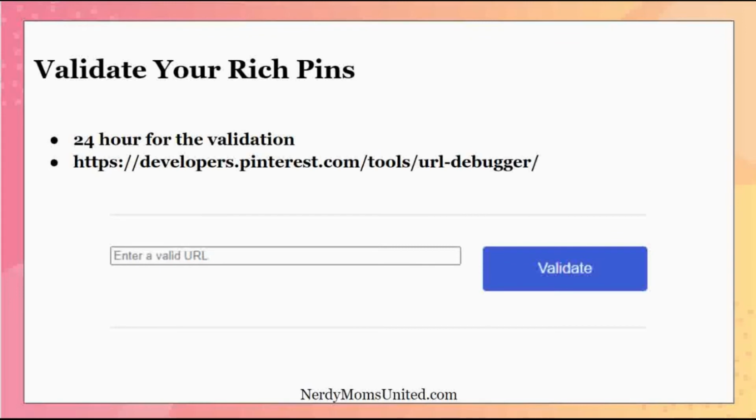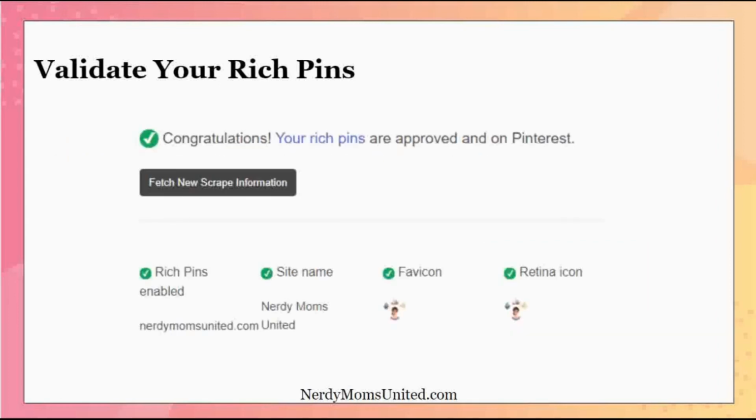Next, you're going to wait 24 hours. You're going to go back to the Pinterest website because you have to wait 24 hours before it'll validate. You go to this exact website here, developers.pinterest.com/tools URL debugger. On the screen, you'll scroll down and you'll put your web address right here and click the validate button. You have to wait 24 hours or this will not work. You'll get an error. Once you hit that and it's happy, it will say, congratulations, your rich pins are available on Pinterest. Here it says it's enabled.